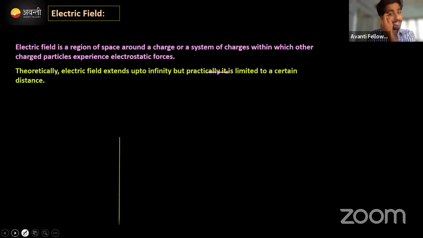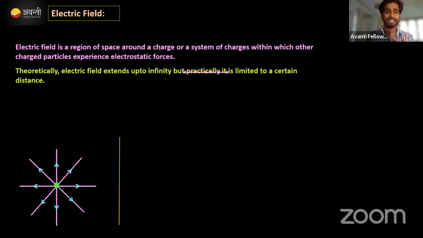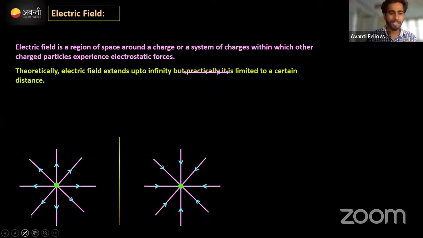Let us discuss further. If any positive charge is there, the electric field lines, which are actually imaginary field lines, are emerging radially outward. If any negative charge is there, the field lines will be directed towards it. This is the negative charge, this is the positive charge.